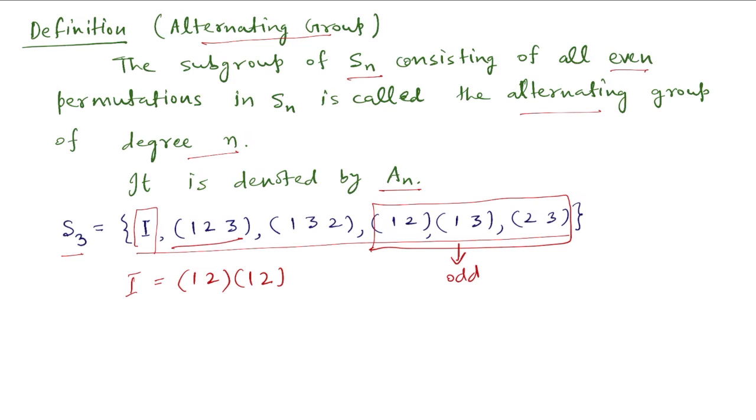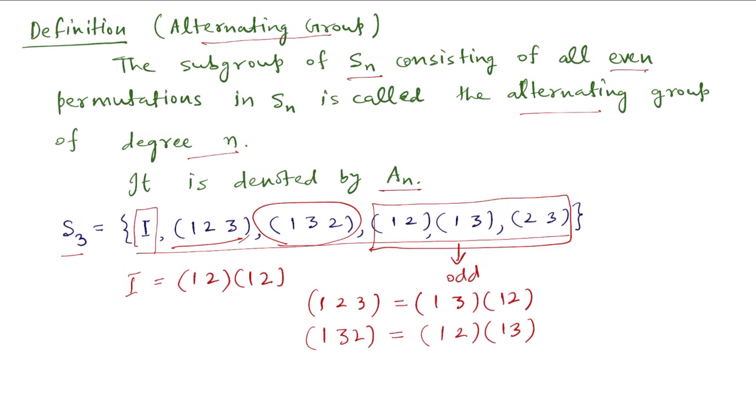Let us check (1 2 3). (1 2 3) we can write down as (1 3) into (1 2), and similarly (1 3 2) we can write down as (1 2) into (1 3). So these two are even permutations, and therefore A3 contains three permutations from S3, and these are identity, (1 2 3) and (1 3 2). So this is the alternating group of degree 3.